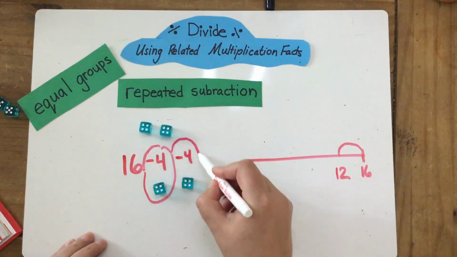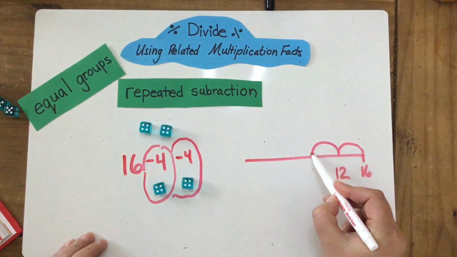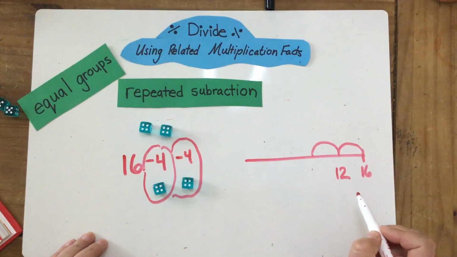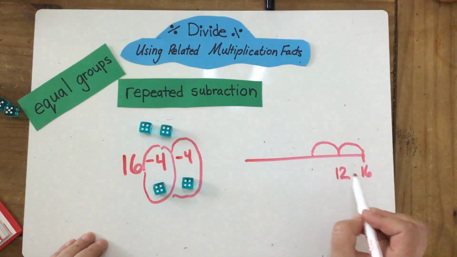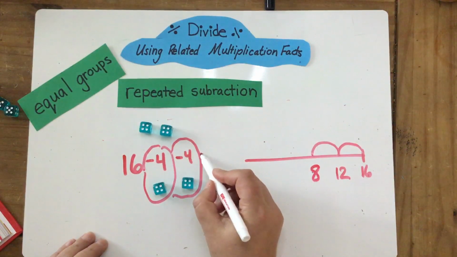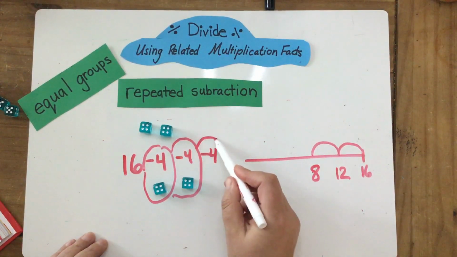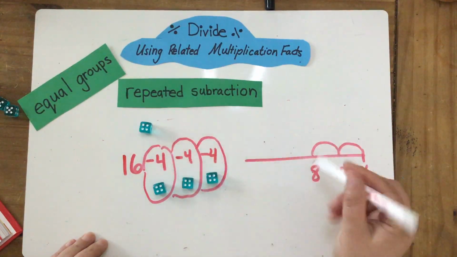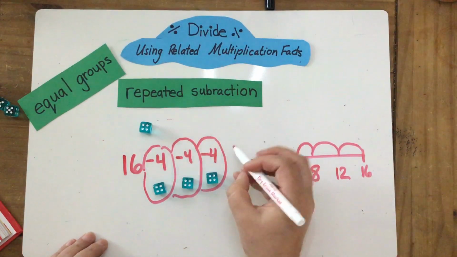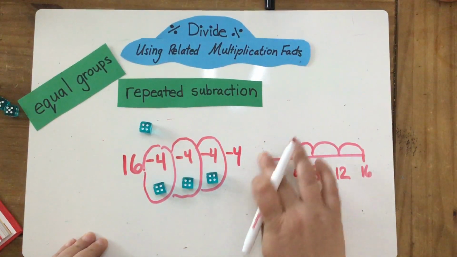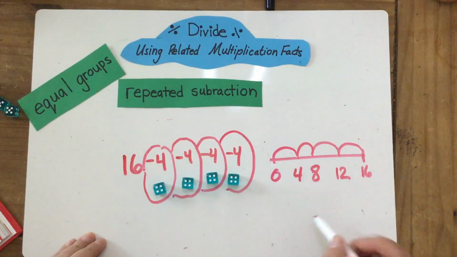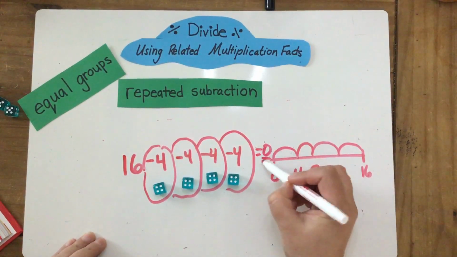Why we call it repeated subtraction is because you're repeating to take away the same number. The number doesn't change because it's equal groups. So 12, we take away 4, would be 8. I almost told you the answer. So we're going to take away another group of 4. 4 less than 8 is 4. Take away another group of 4. Great. And how many do I have left? I have 0 left.